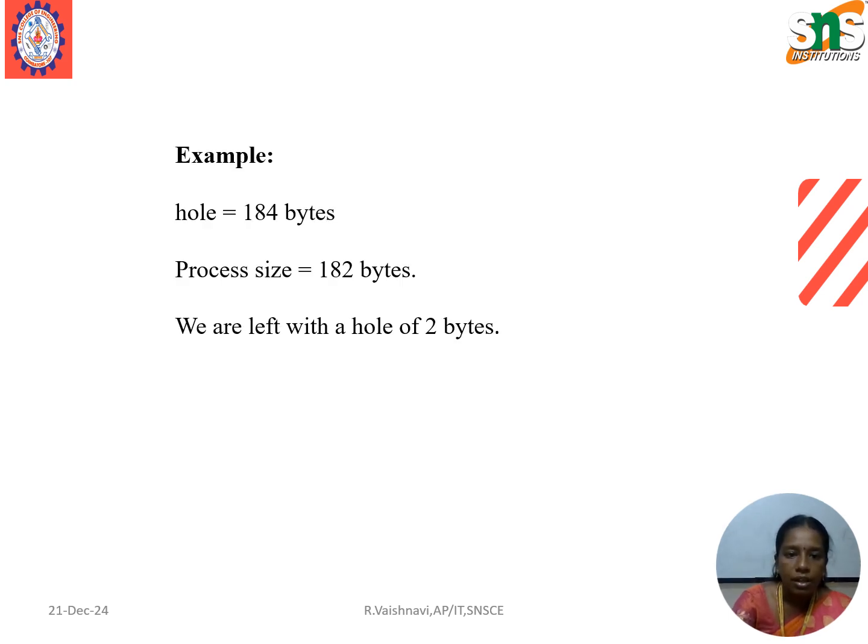Example for fragmentation: the allocated hole will be 184 bytes. The process size will be 182 bytes. Here we are left with a hole of 2 bytes, that is the size of the hole. We have 184 bytes, but actually our process size is 182 bytes. So we have a small empty space, that is, we are left with a hole of 2 bytes. It comes under best fit.